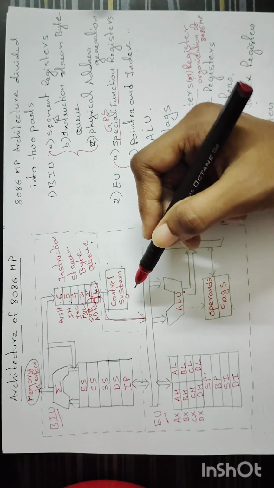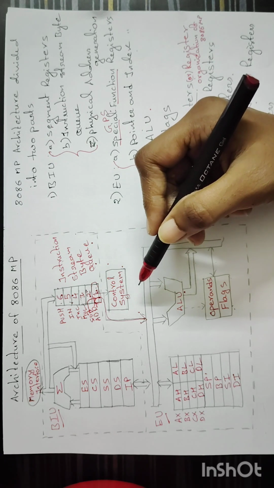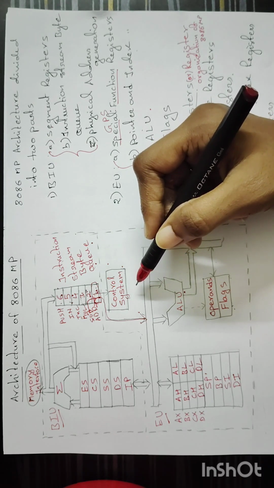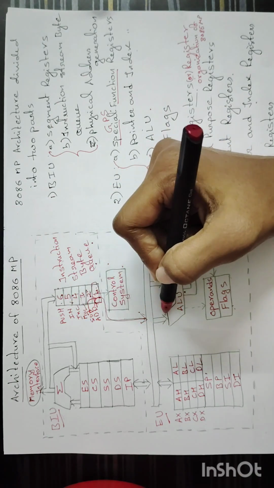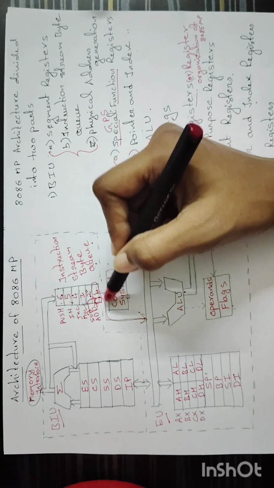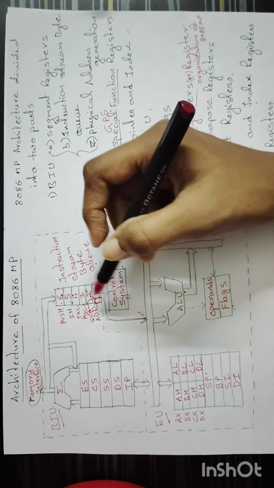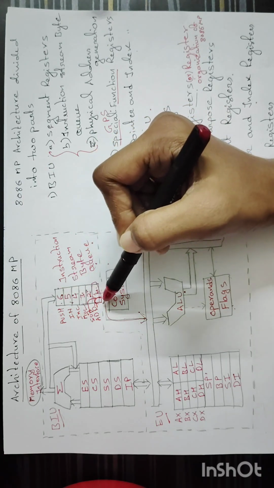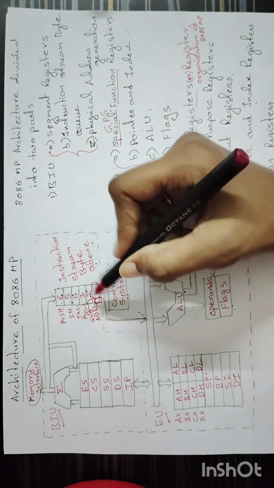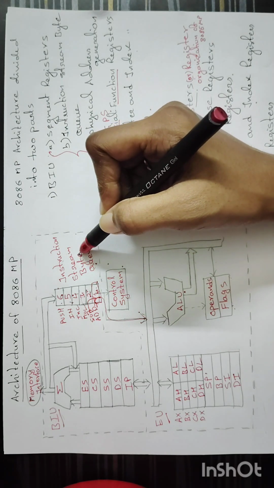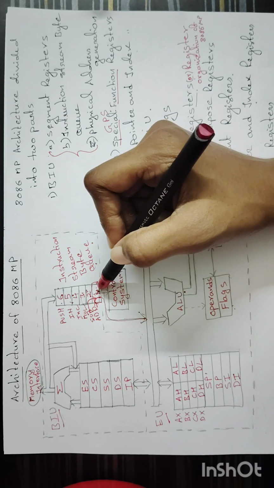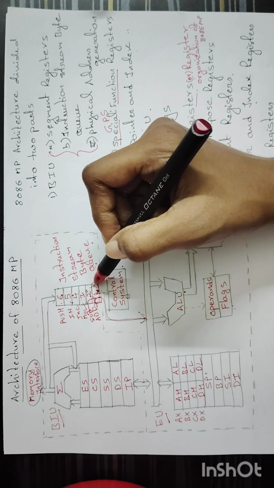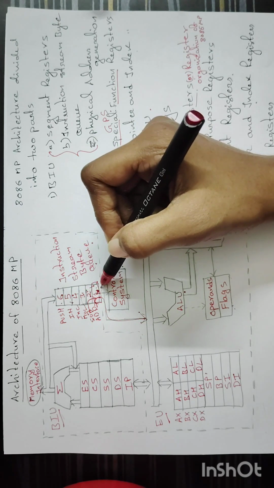What is the use of this instruction stream byte queue? In order to speed up the operation of the microprocessor, the 6 bytes of instructions do not need to wait for execution. It is done in parallel, and all these instructions are executed based on the byte queue. In order to speed up the operation of the microprocessor, we store 6 bytes of instructions. So that is the use of the instruction stream byte queue.